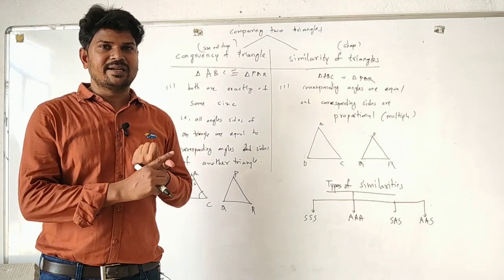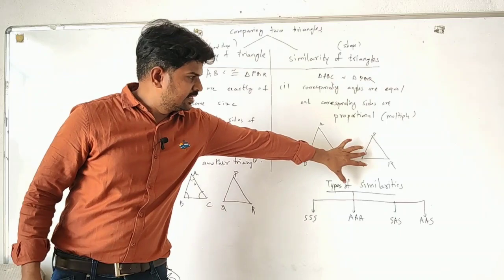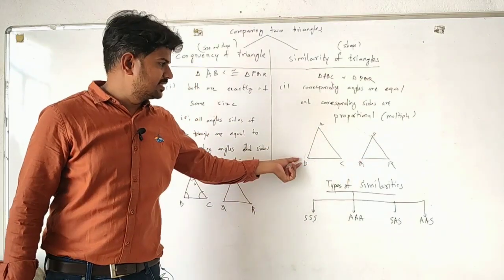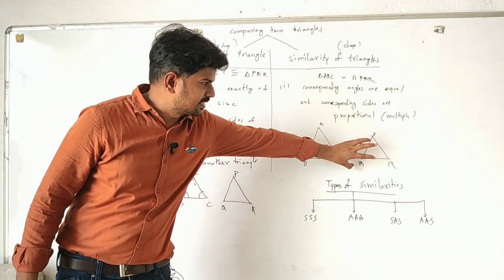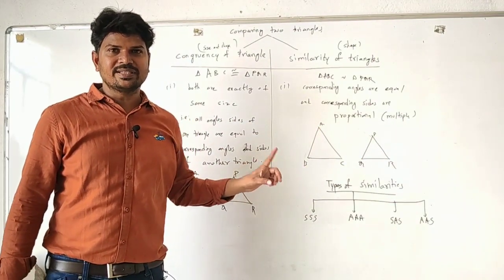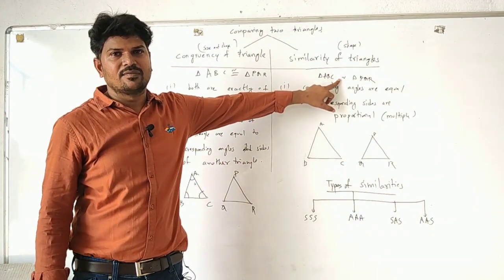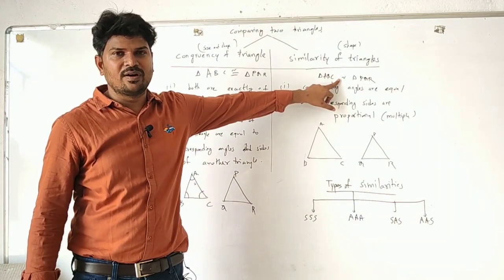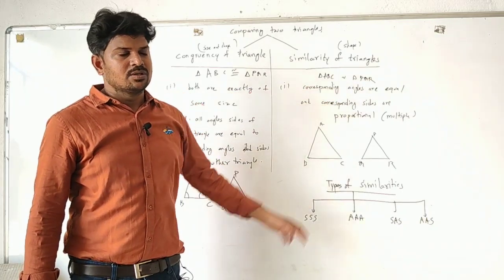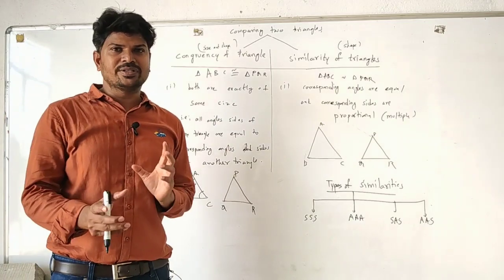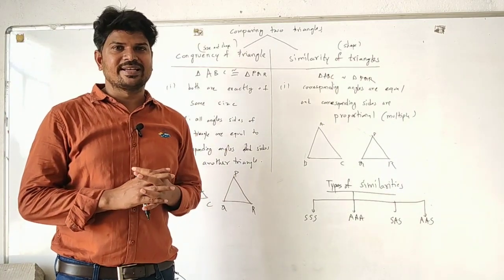Remember, similarity means only shape. If you compare here, these shapes are the same because the angles are the same, but not the size. The size is more here, the size is less here. There is a difference from congruence. So we use this symbol for similarity, because we are only looking for angles to be equal, not sides.